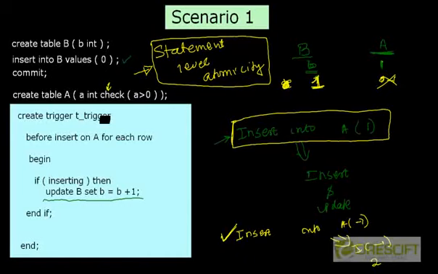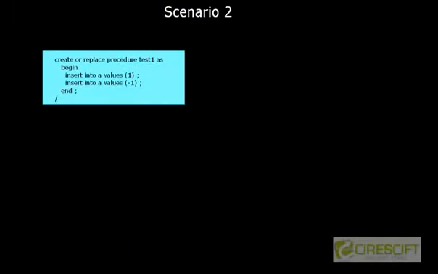So now I'm going to do something a little bit more interesting. In scenario 2, I'm going to create a procedure, and the procedure name is test1. Inside that procedure I'm going to do insert into 1 and insert into value -1. Then I'm going to execute that procedure by test1. So what do you think the value should be?